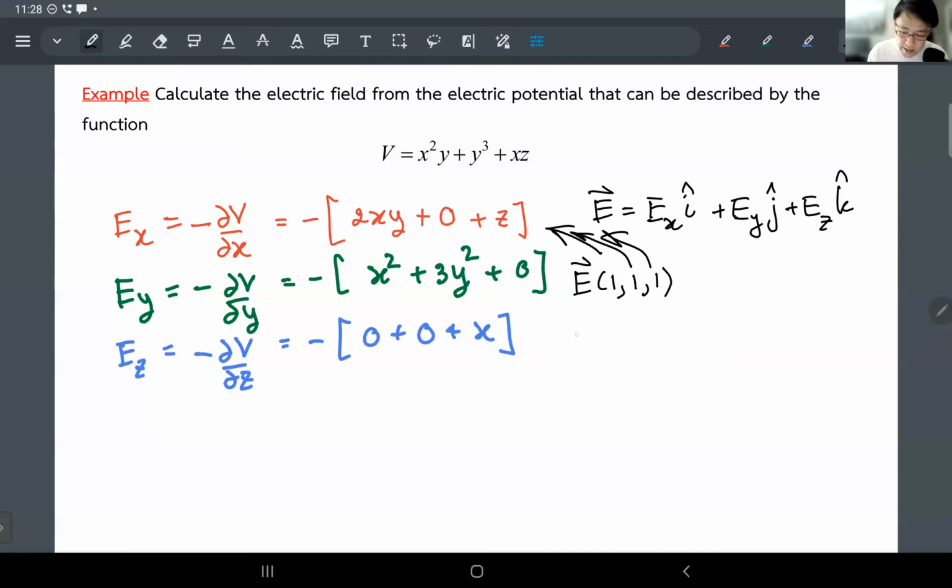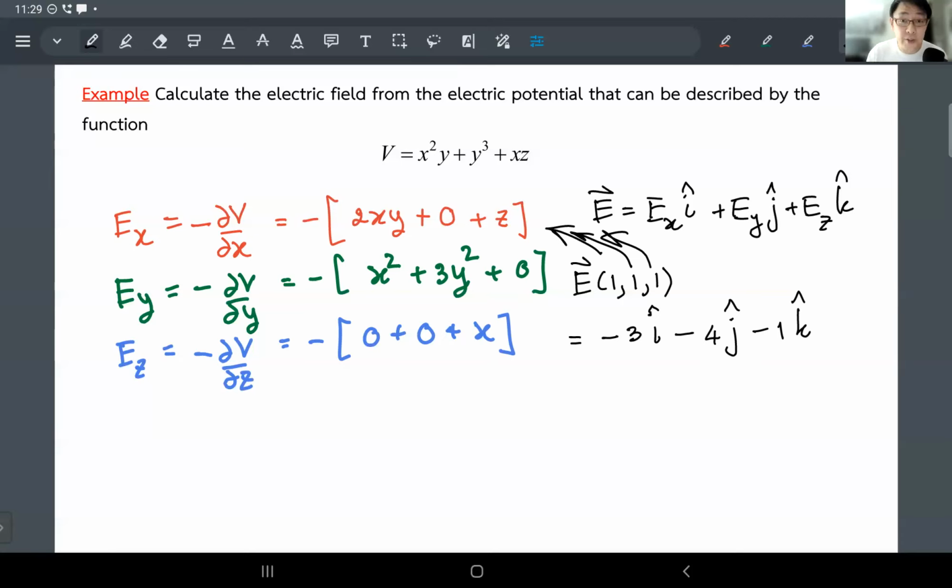What you're going to get is negative 3i, minus 4j, and minus 1k. There you go. You're done. You just substitute the numbers into it, and then you have the vector of the electric field at 1, 1, 1.